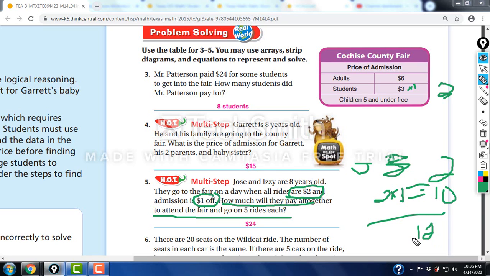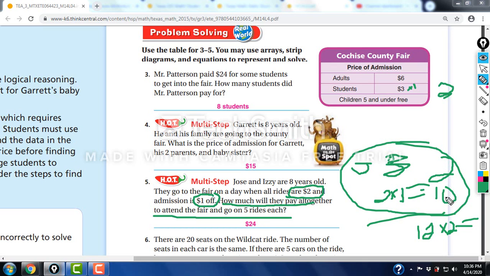Now, I know Jose and Izzy are both 8 years old. I don't have to redo all of this for Izzy, because I know he's 8. The numbers here are going to be the same. It's going to be $1 off the admission, and it's going to be $2 per ride, and they go on 5 rides. All I have to do is multiply this by 2, and that gives you 24.